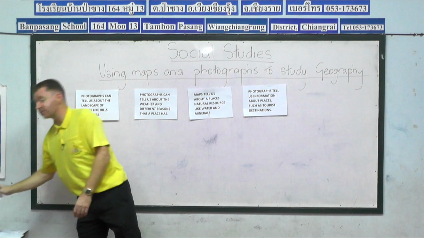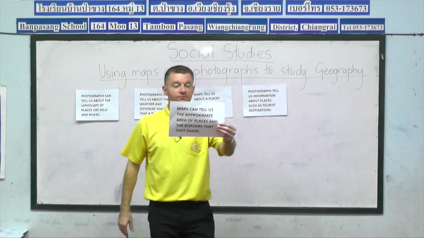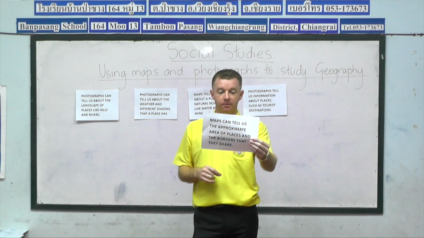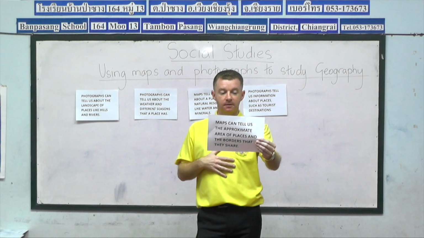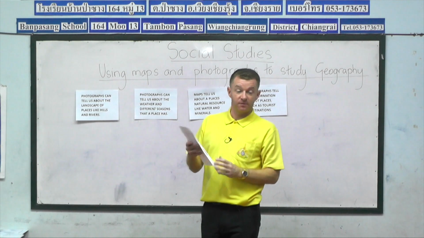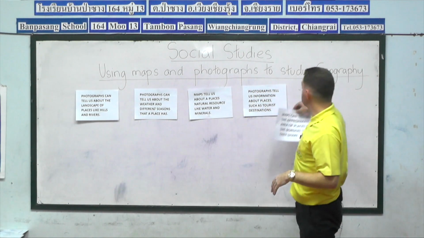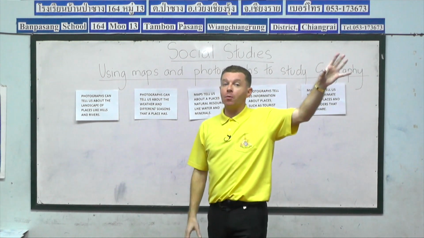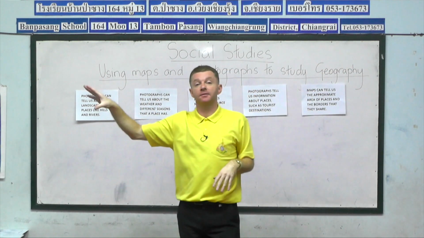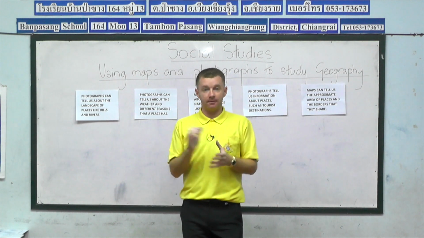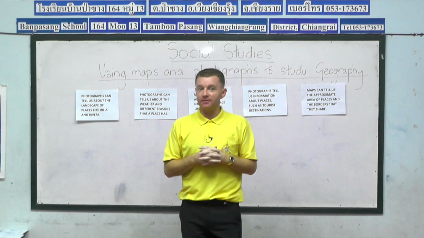And our final sentence, we have maps can tell us the approximate area of places and the borders that they share. Like the map of Thailand we've seen earlier, we could see where Chiang Rai was on the map, where we were close to Laos, Burma, and China. And a map can also tell us how big a place is looking at a scale. So there are 5 sentences, guys.